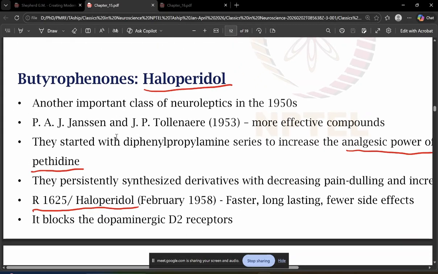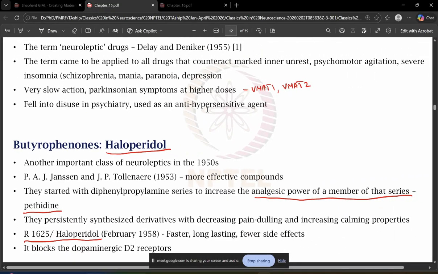So, haloperidol was another class of neuroleptics that was discovered in the 1950s. What does neuroleptics mean? Neuroleptics was a term that was coined to refer to drugs which are able to, so neuro and leptic. Neuro is the nervous system and leptic is to catch hold of or to seize. So drugs that are able to seize the nervous system.